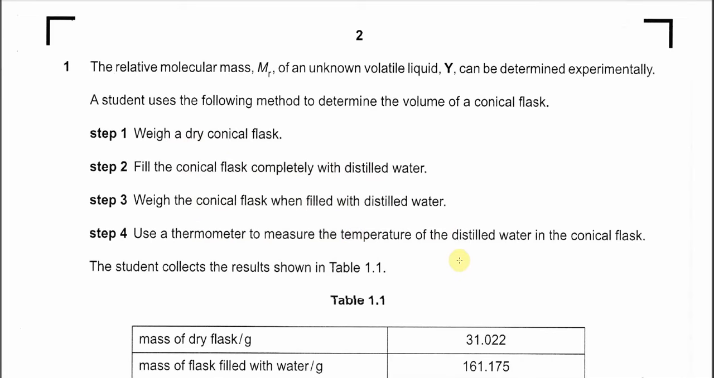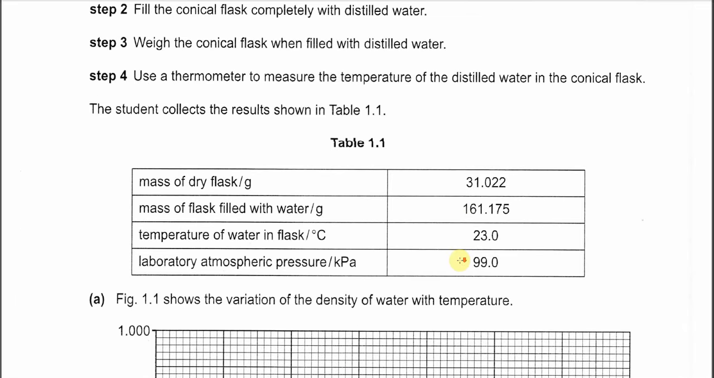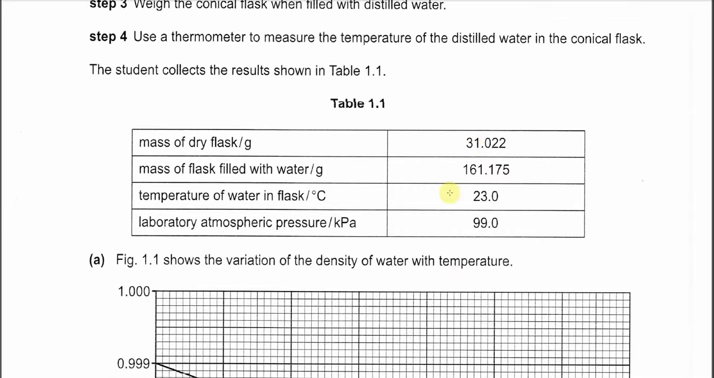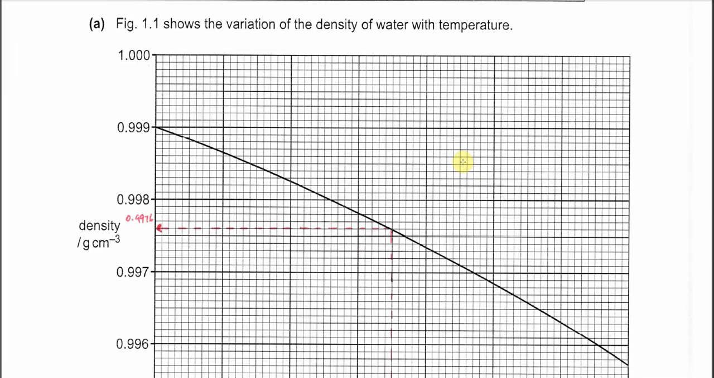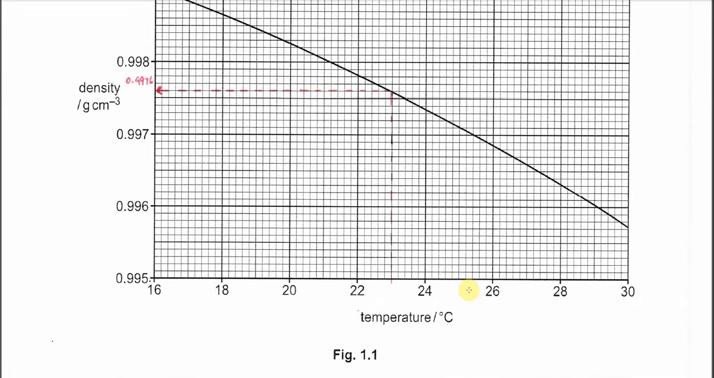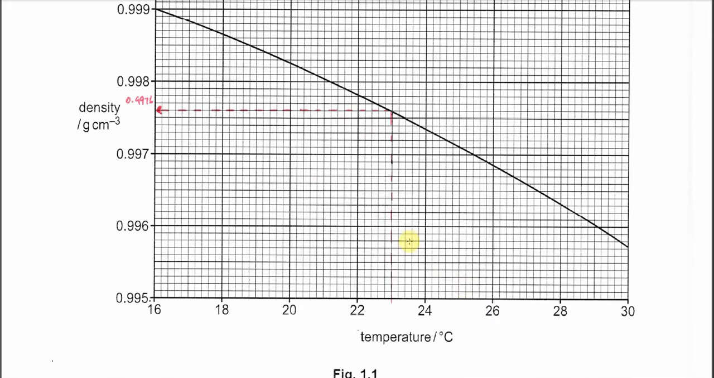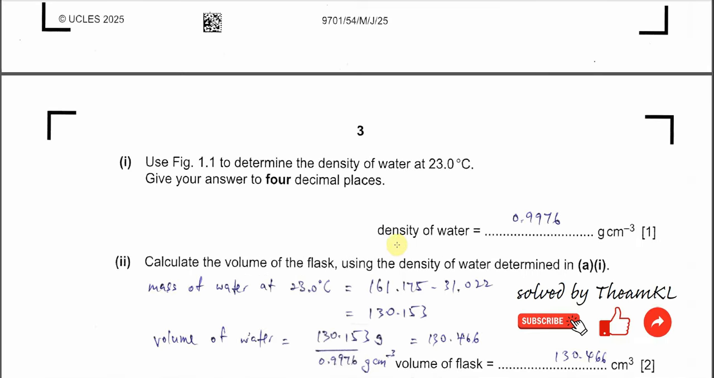So, 4 simple steps. After that, the student collected the results, and these are the results. We're going to use that for the calculations later. For this figure 1.1, it shows the variation of density of water with temperature, density versus temperature. Later we will come back to this figure 1.1. Let's see what it's asking.